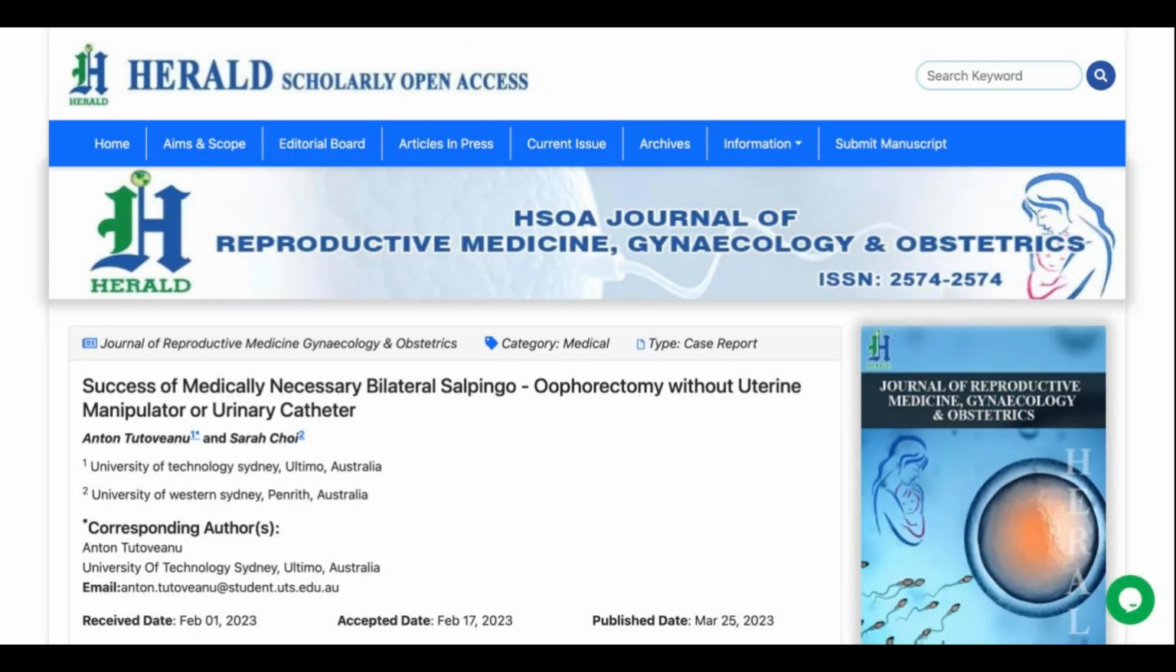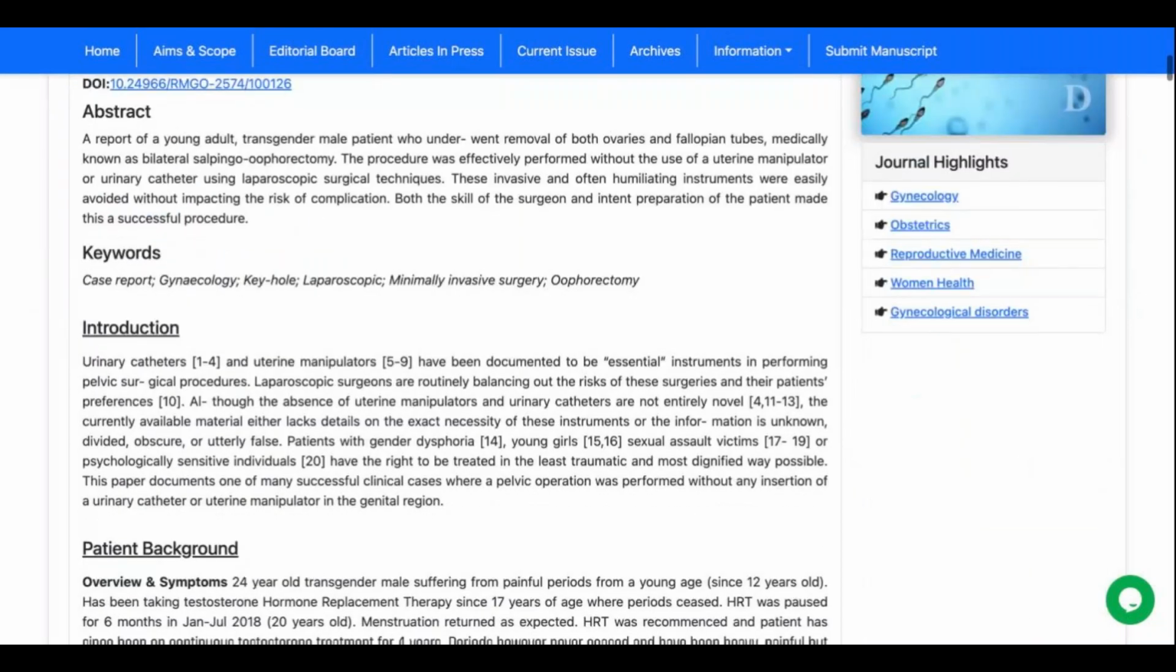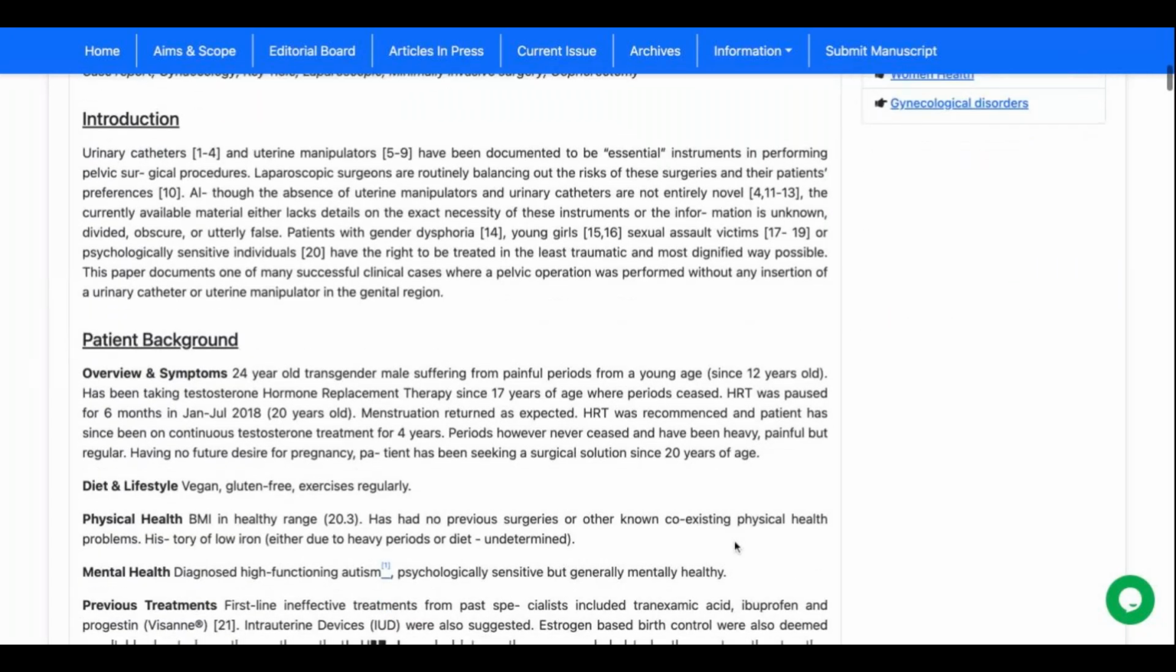But as far as my experience goes, I was happy that this procedure was done without it. It was a success to me from the images. I'll go through the patient. Like I said, transgender, needed ovary removal because of the periods. He was also complaining about pain, so that usually indicates maybe endometriosis. But he had the ultrasound, and the ultrasound didn't show anything unusual.